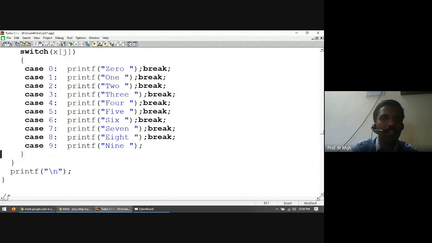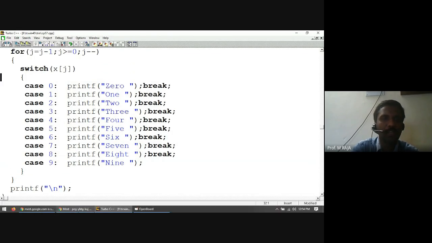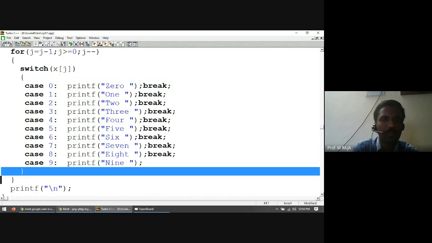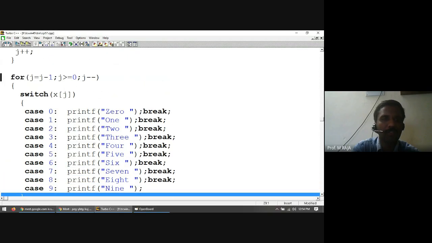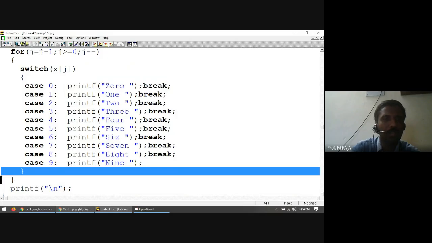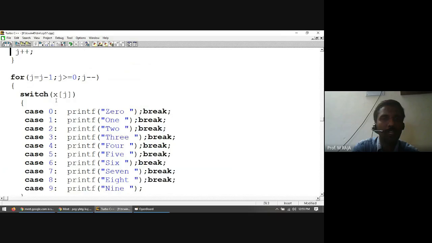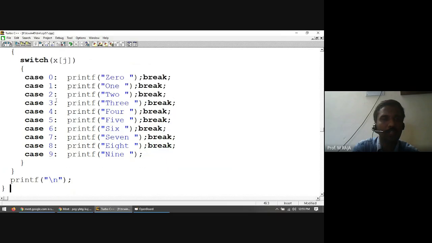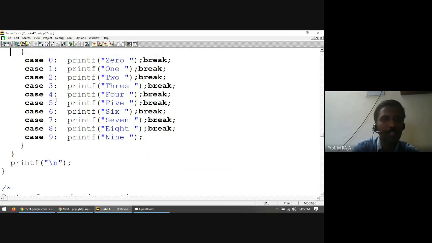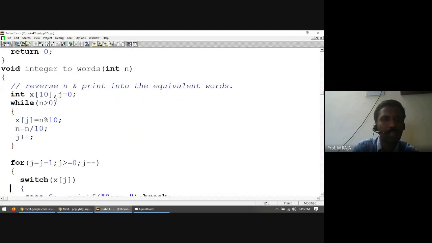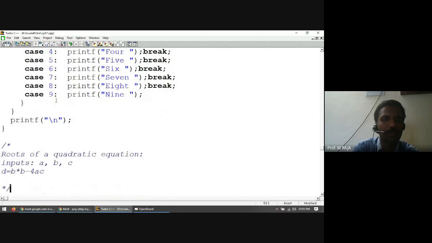This should be eliminated. Switch opening curly brace, closing curly brace, then for opening curly brace, for loop ends here, for closing curly brace. For ranges from j minus 1 to 0 in the reverse order. Then a printf slash n. I think that is to process for the next input. That's all.